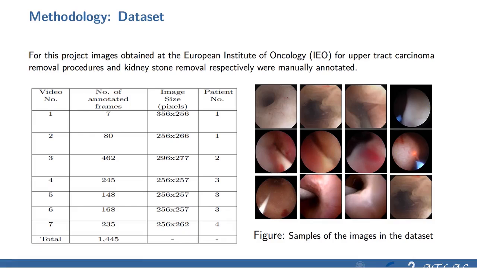One of the main issues with these kinds of images is that in some cases they have a lot of noise, and in others they could present image artifacts such as floating debris, floating blood, occlusions due to other organs, or image specularities. So this makes the task of segmenting the lumen quite challenging.